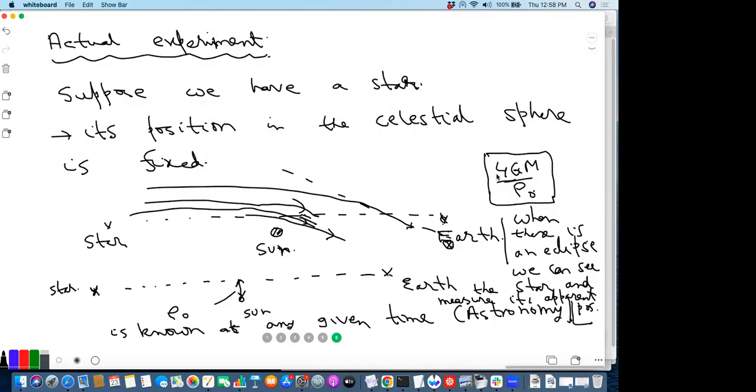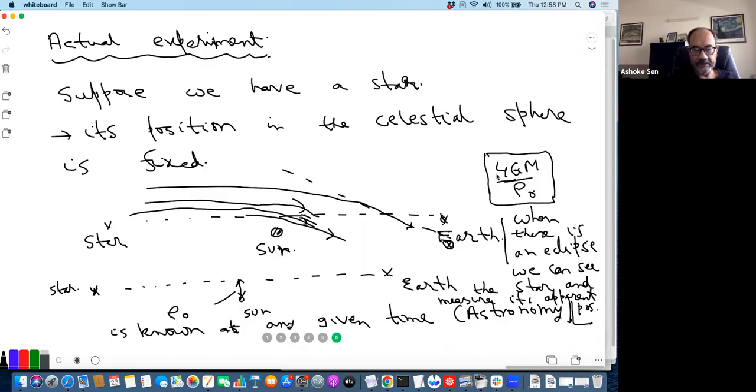So initially we made one measurement when it was not just behind the sun, and we got one value. Then we again measured during the eclipse, because only then can we see the star, and we compared this value.